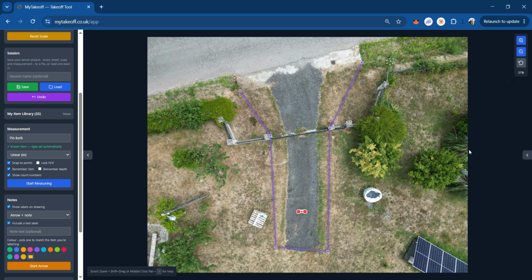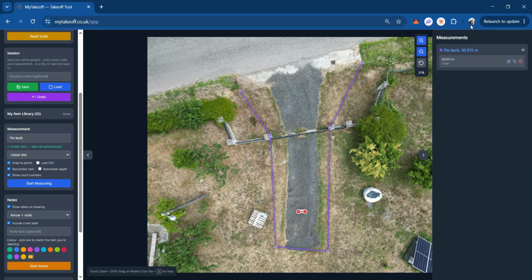So here we are in the measurement pane at the side here. So we see the pin curbs. We've got just under 31 meters, linear meters worth of pin curbs.